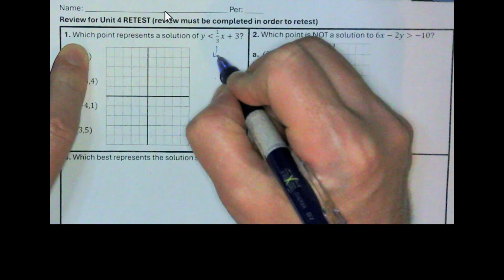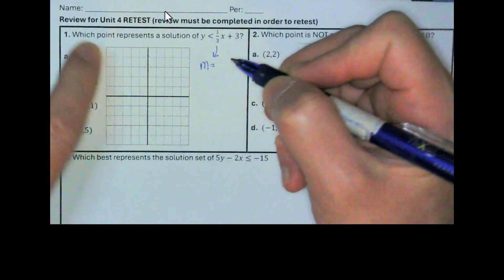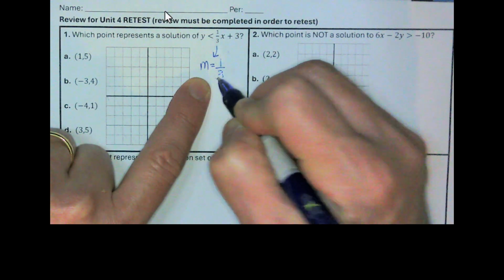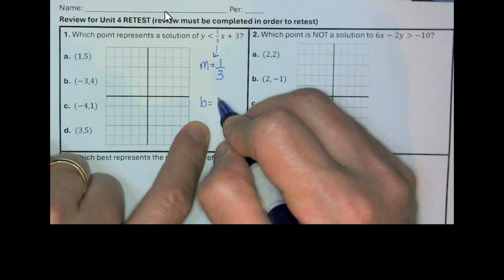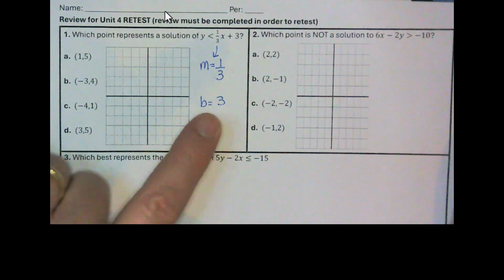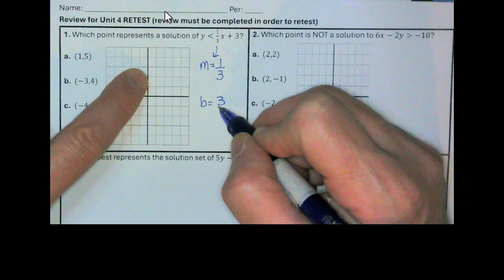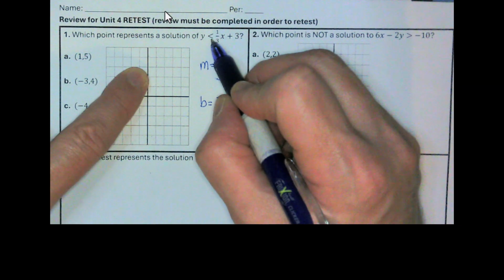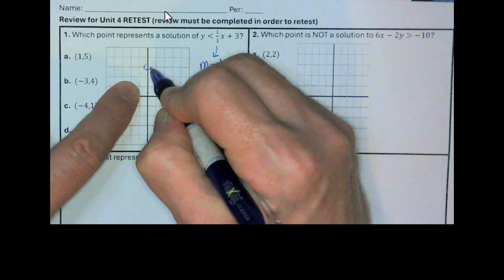Good thing about this inequality, the y is by itself, so that means I can identify my slope, which is the number with x. So in this case, it would be 1 over 3. And my y-intercept would be the number without x, which is 3. Now remember, you always start your graph using the y-intercept. So since our y-intercept is 3, we're going to go up 3 and make the point right there. Now because the inequality symbol does not have a dash, my point's going to be empty.